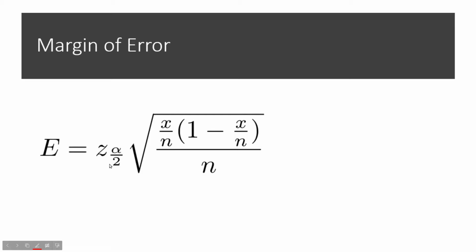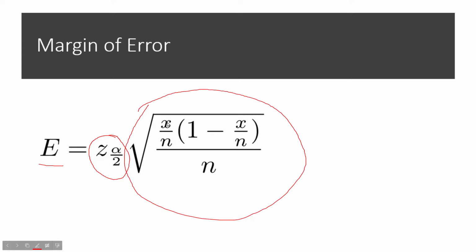And so this is going to lead us to having a margin of error E equal to z sub alpha over 2, where alpha is obtained as it has been previously in terms of our confidence, times our standard error of the mean, the square root of x over n times 1 minus x over n, all divided by n.